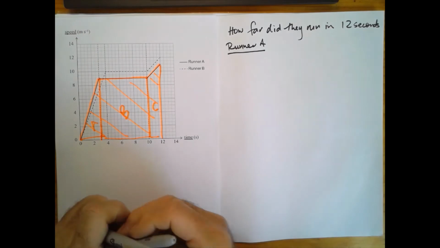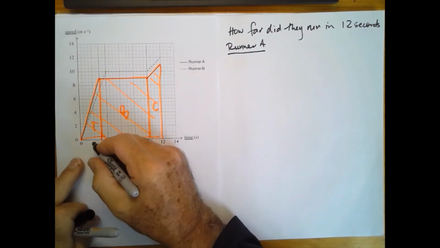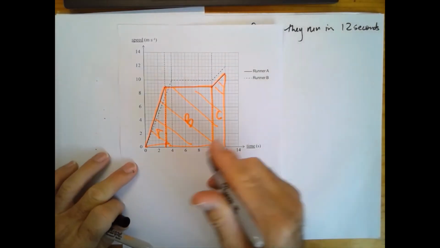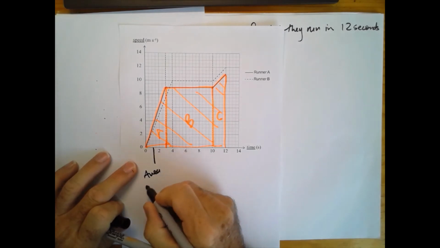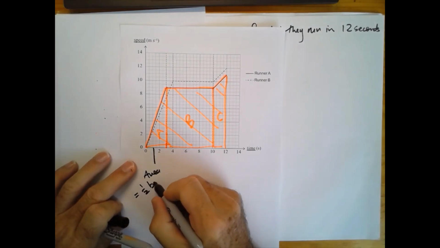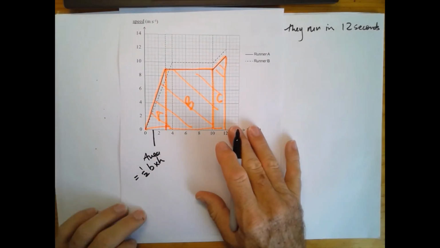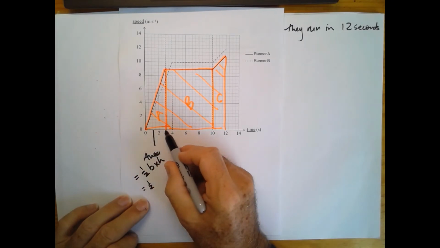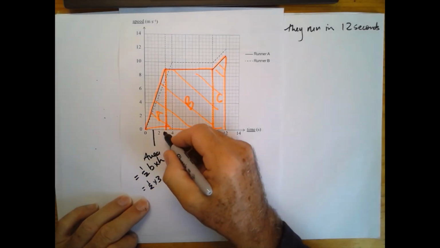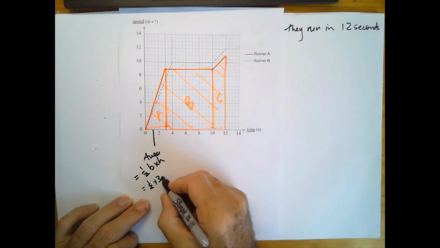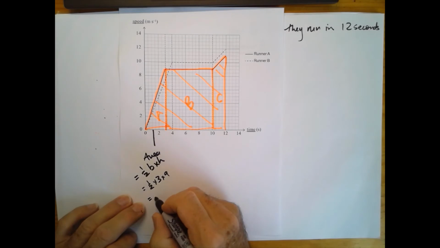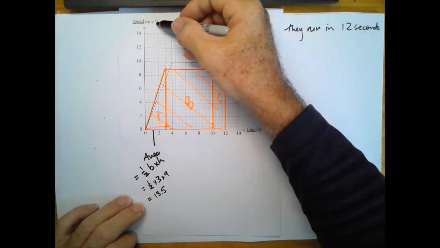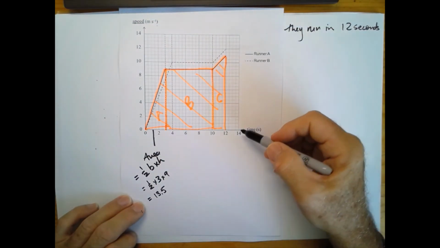To calculate the area, let's bring this over here, this area A. Area equals a half the base times the height, equals 1/2 times the base, which is 3, times the height, which is 9, equals 13.5. It's meters per second times seconds, so this is going to be meters.